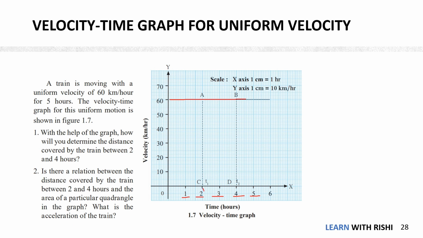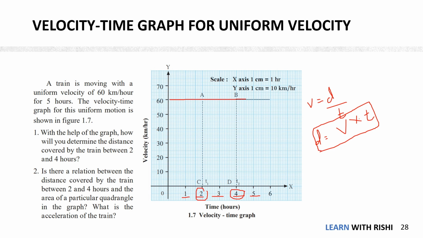So between these 2 hours and 4 hours, between these two time intervals, what is the distance covered by the train? This we have to determine. Now what is the graph? It is velocity versus time. Do we have any relation between velocity, time and distance? Yes, velocity is equal to displacement, that is distance, upon time. So if I want to find the distance, what will be my formula? Distance is equal to velocity multiplied by time. So we will use this formula to find the distance.